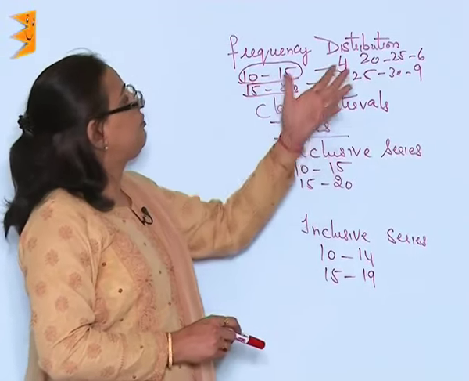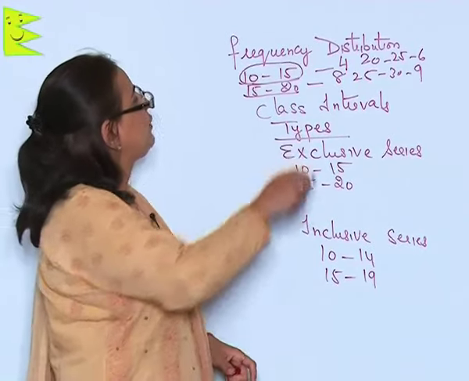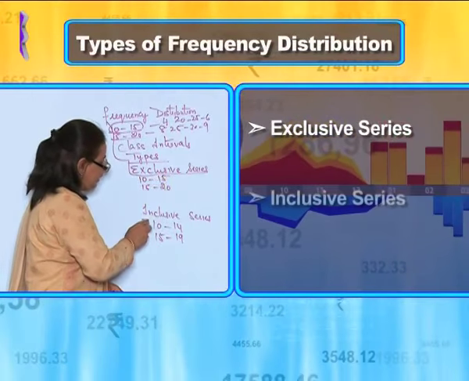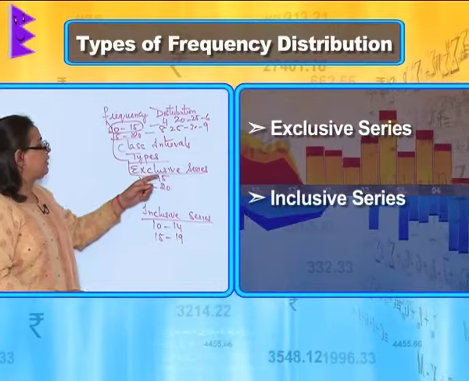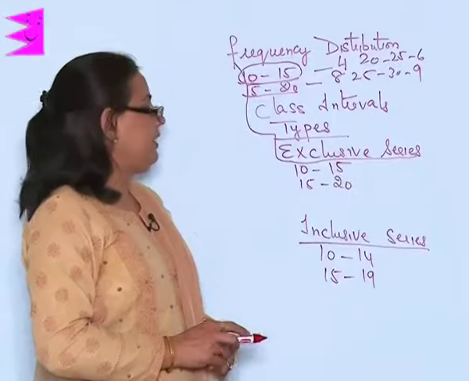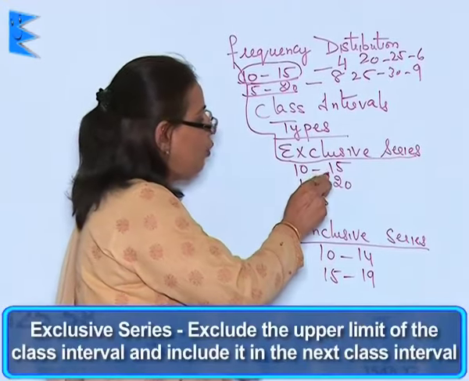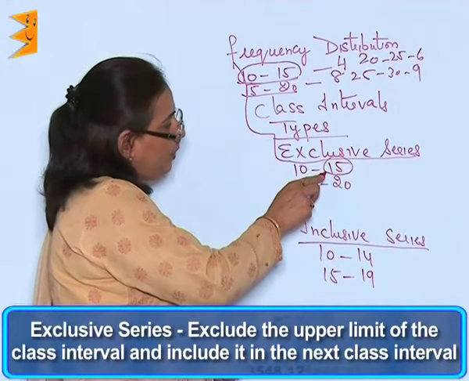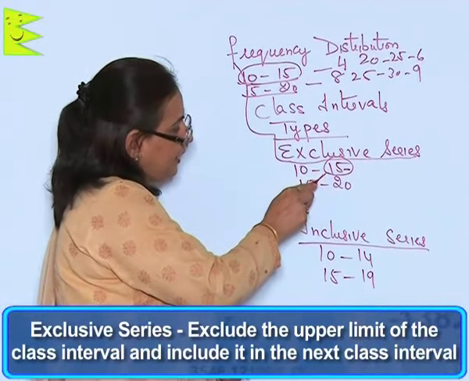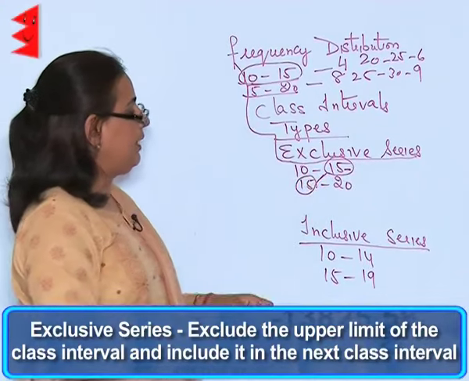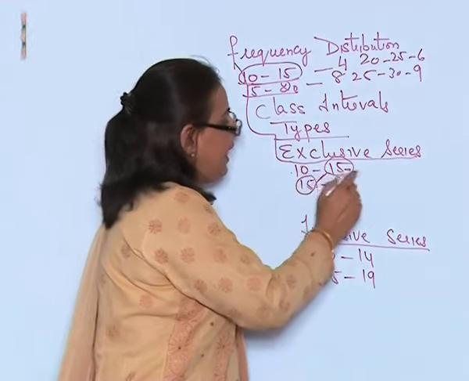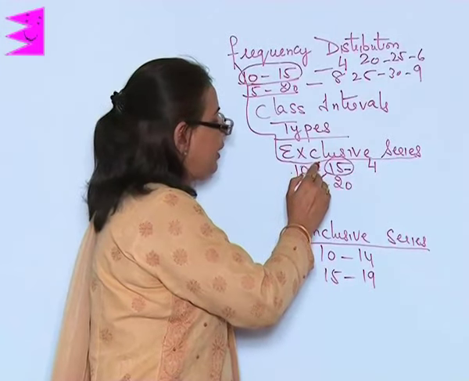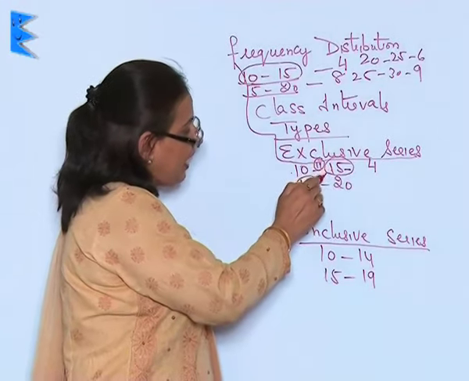Now, this frequency distribution data also has 2 types. It is further divided into 2 types, exclusive series and inclusive series. Exclusive series are the series wherein we exclude the highest number which has been taken, and it is excluded here, but it is included in the next figure. Meaning to say, when I say from 10 to 15, 4 students, actually I am saying from 10 to 14. And this 15 comes to the next one.